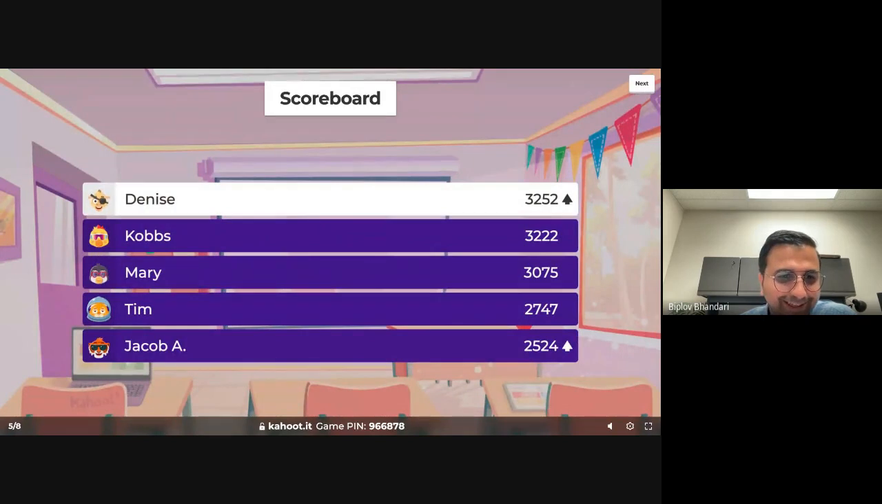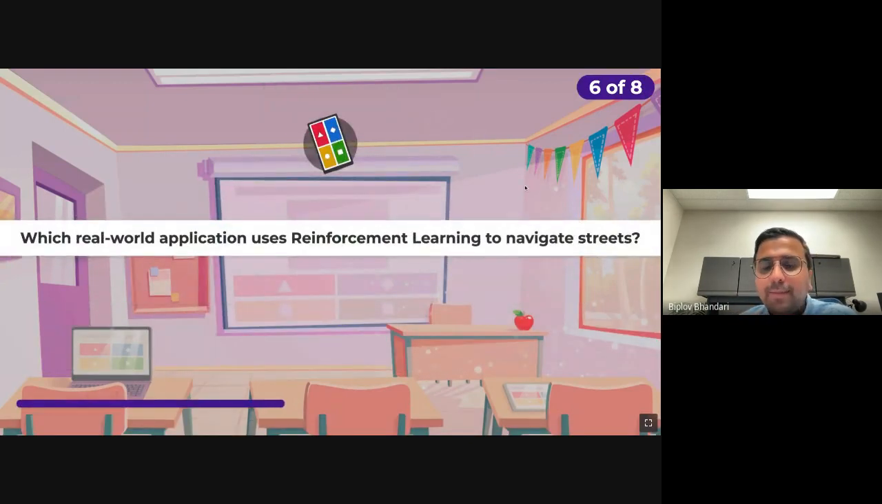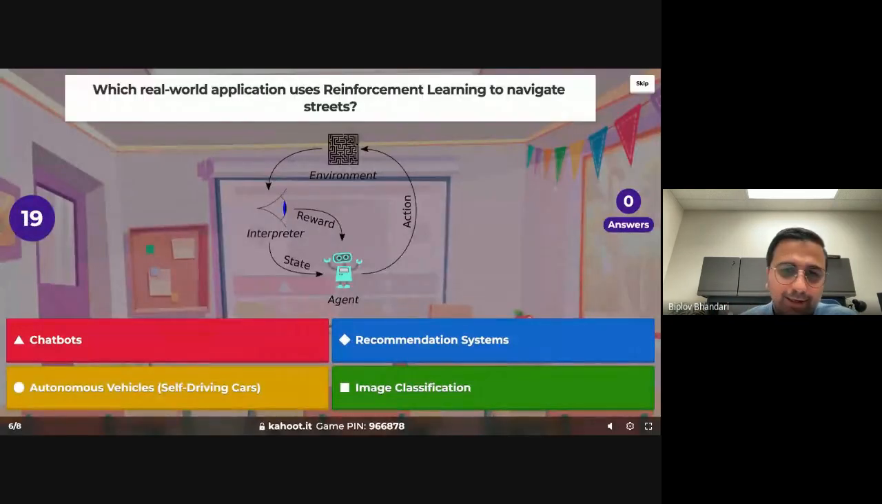Ooh, Dennis climbing. Jacob is picking up. Team, you're fourth now. Cobbs is second. We have 3 more questions. So this is our sixth. Which real-world application uses reinforcement learning to navigate street? I think I just gave up the answer there. Is it chatbots, recommendation system, self-driving cars, or image classification?